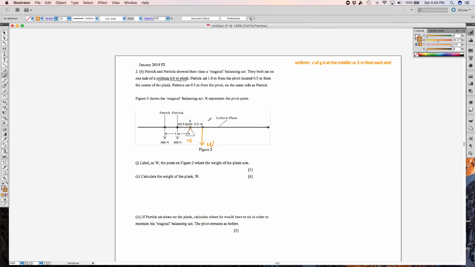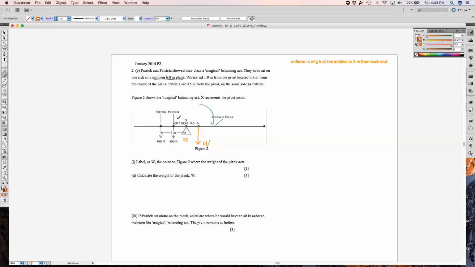Now, if this plank is balancing, it means that the clockwise moment about this point must be exactly equal to the anti-clockwise moment. And we're seeing that there are actually 2 anti-clockwise moments. There's an anti-clockwise moment due to Patricia, right there. And there's also an anti-clockwise moment due to Patrick, right there. So we have to find these 2 moments because they're both anti-clockwise. And we have to create an equation where we equate them with the clockwise moment.